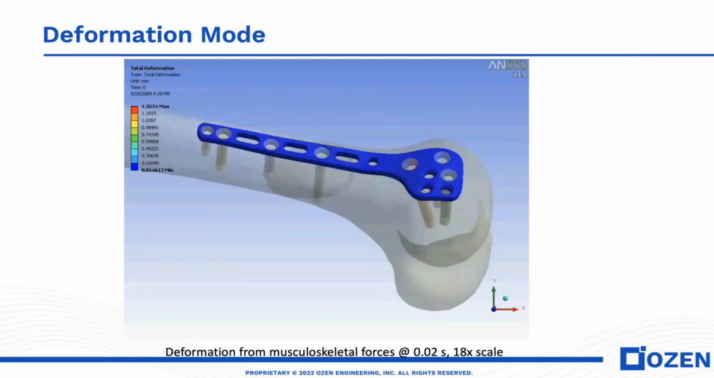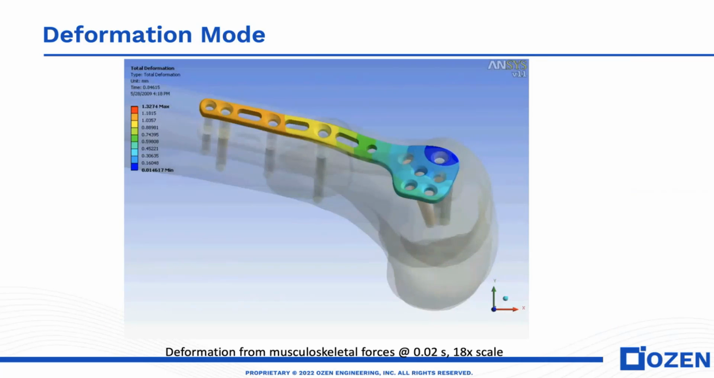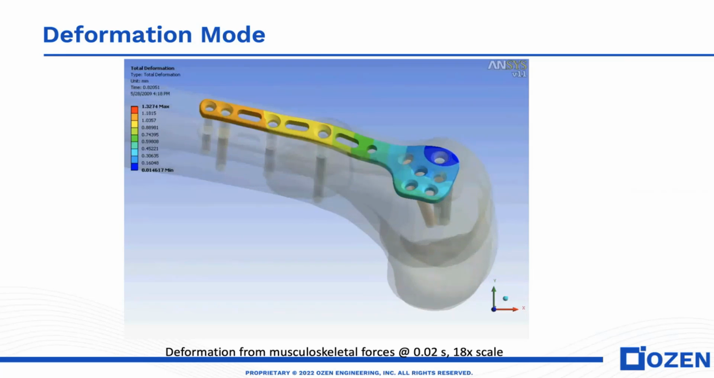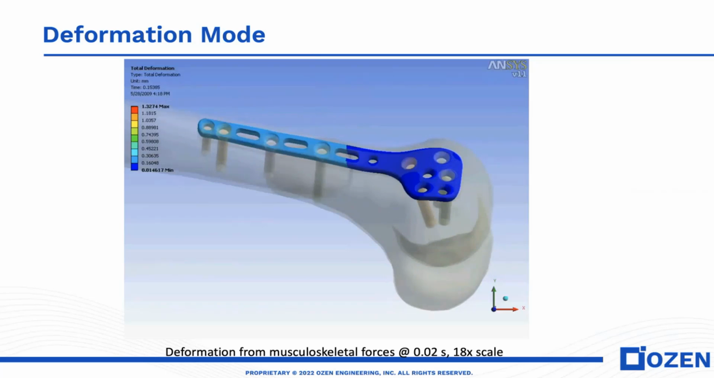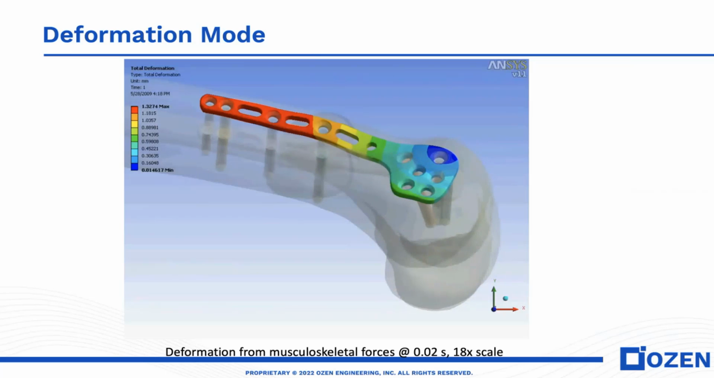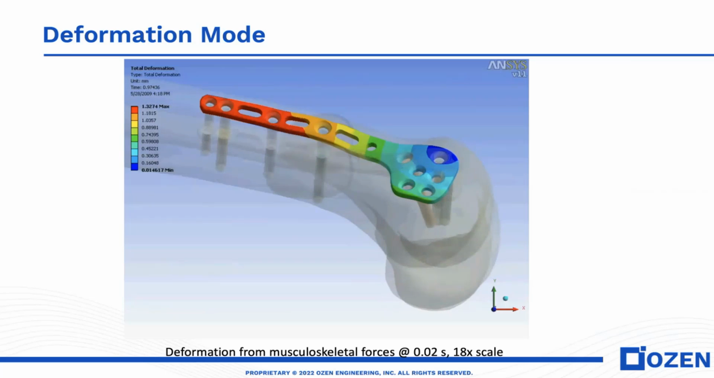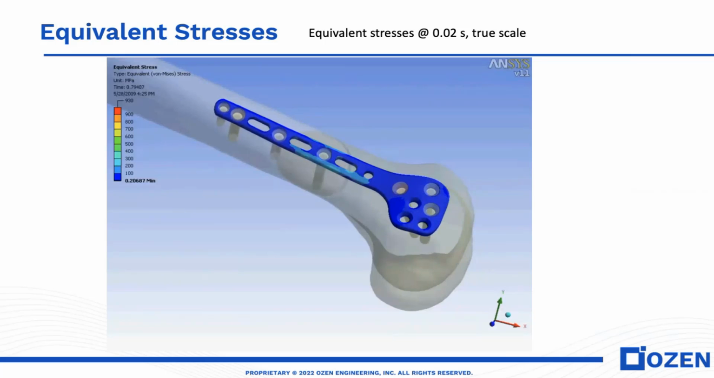So please note that this is exaggerated 18 times. This is what happens when the bicyclist is going through the cycle. Again, this is exaggerated, but we are actually getting the displacements. And this next plot is the stress plot, where it's true scale. It's not exaggerated displacements, but you can see there's still slight movement of the bone from this simulation as well, from the animation.